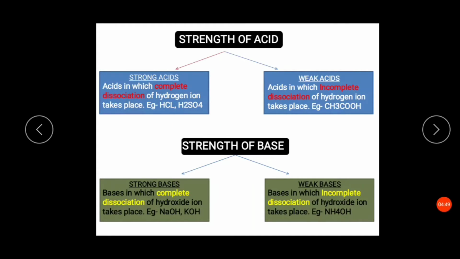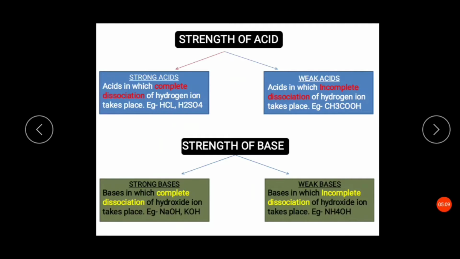Examples are HCl and H2SO4. If HCl is added to the water, all the HCl molecules which are present in that water will dissociate and release H plus ion. So they are strong acids.